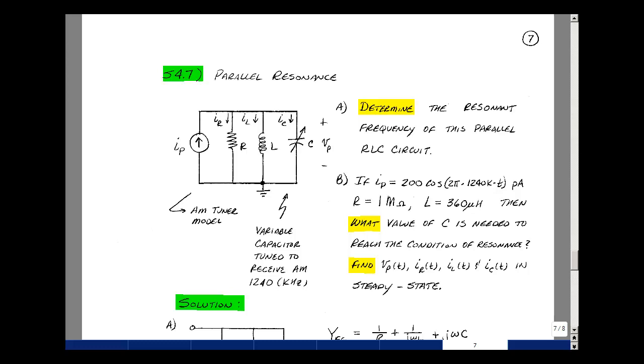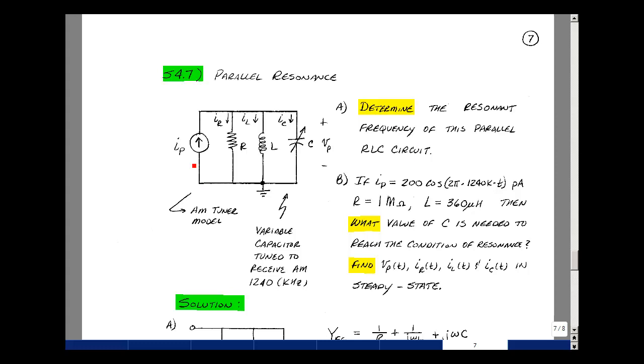This lesson deals with supplemental problem 4.7, parallel resonance. You can find this problem in the course ebook in the Chapter 4 supplemental problems, starting on page 7. Given this parallel RLC circuit, could you determine its resonant frequency?